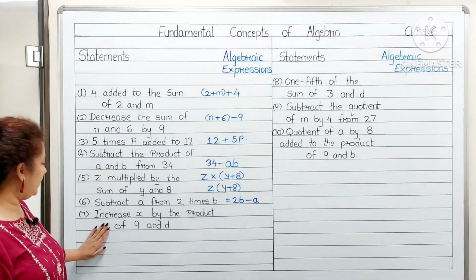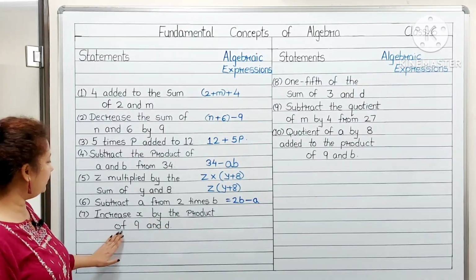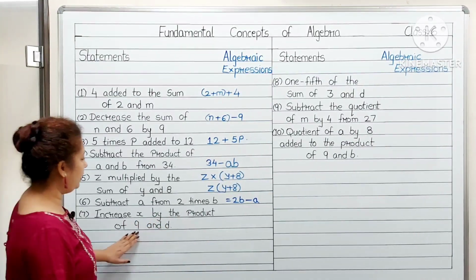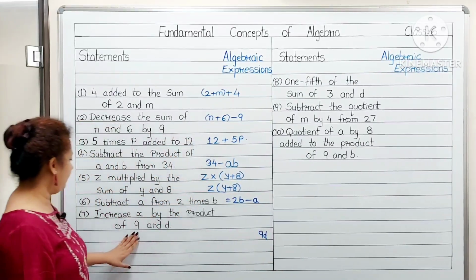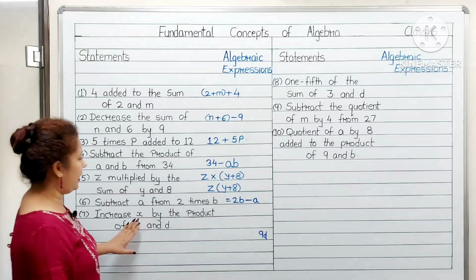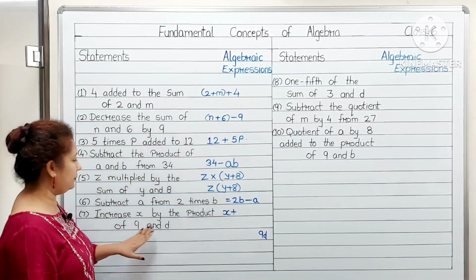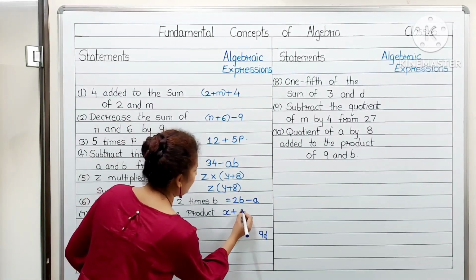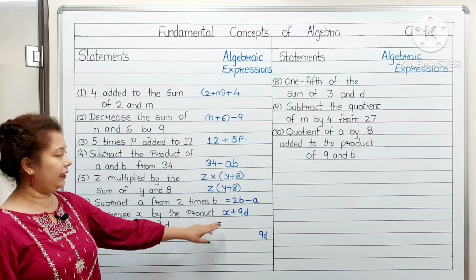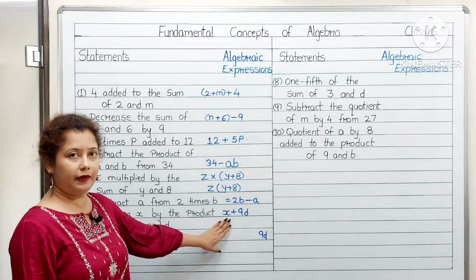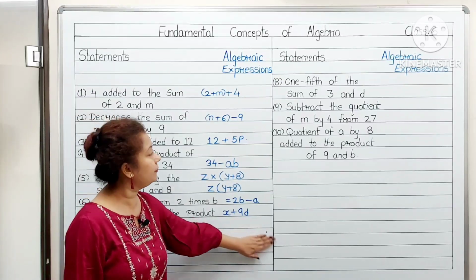Next statement is increase X by the product of 9 and D. Product of 9 and D will be 9D. Increase X by. So first we will write X and we will increase, that means we will add the product of 9 and D, that is 9D. So the algebraic expression here becomes X plus 9D.